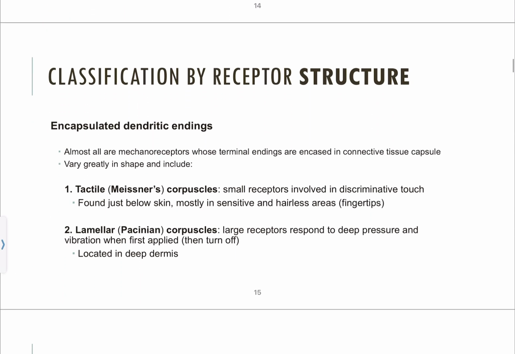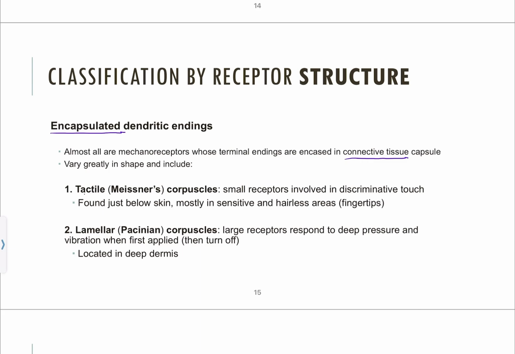The second major category for classification by structure is the encapsulated. Again, we're going to see some of the ones that we've seen previously. Your goal is to learn the new ones and understand which ones fall under the classification of being encapsulated. So what does it mean to be encapsulated? Basically, the nerve endings at the terminal are covered in connective tissue, and that's why they're referred to as encapsulated.